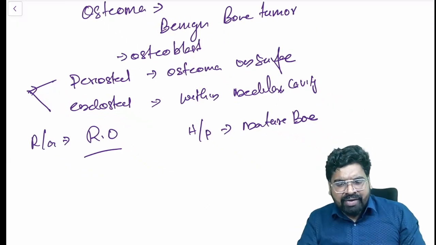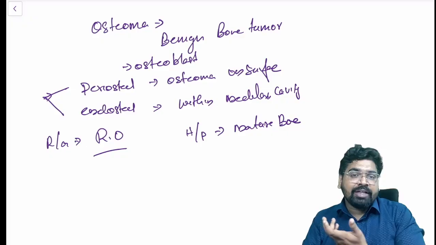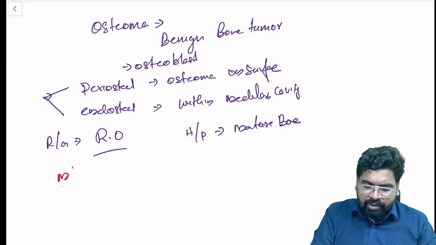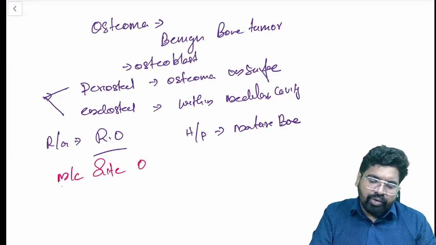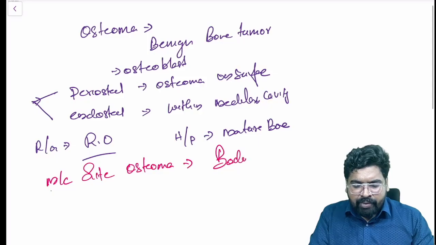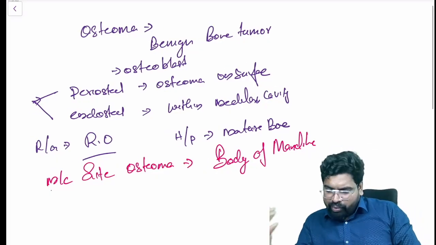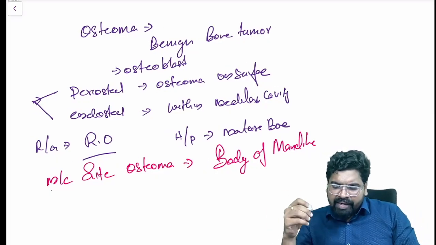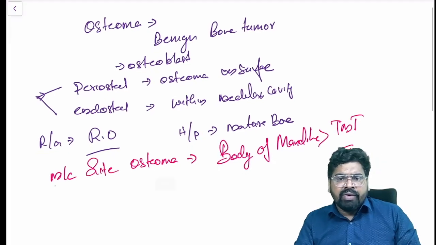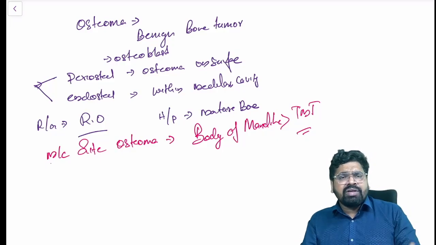Now there are certain concepts and questions regarding that. Which is the most common site for osteoma in the jaw region? The most common site is the body of the mandible. The body of the mandible is a very favorite site for osteomas, and the second most common site is the TMJ.